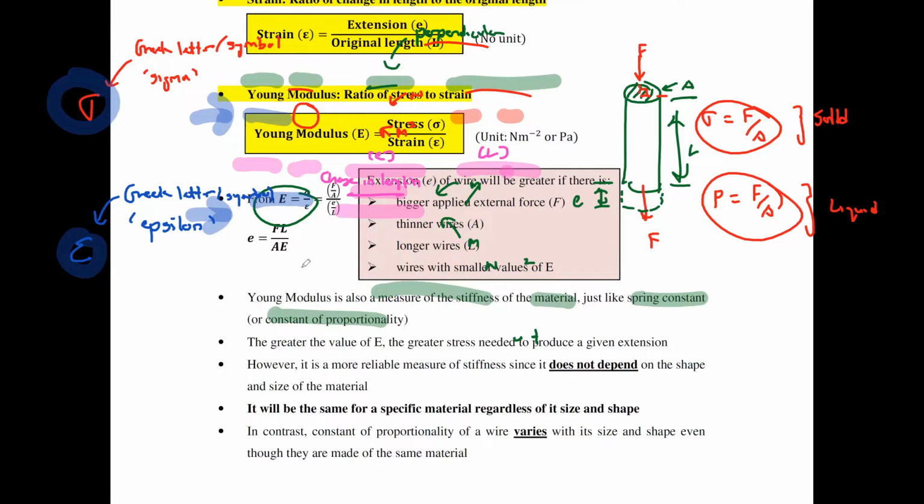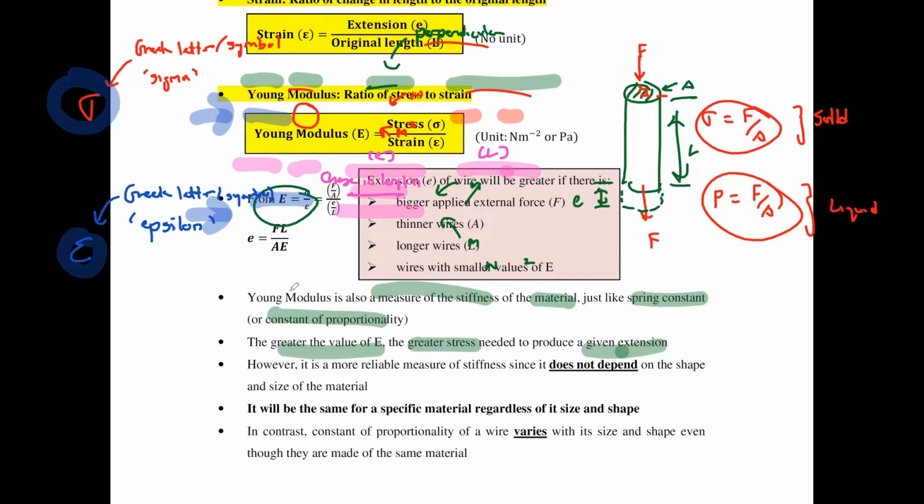It tells you how hard it is to deform the material. Whether you are going to need more force or less force? Or whether for the same force, you are going to get more extension or less extension, right? So in general, Young's modulus is also a measure of stiffness. The greater the value of Young's modulus, the greater stress you will need to give to produce a given extension.